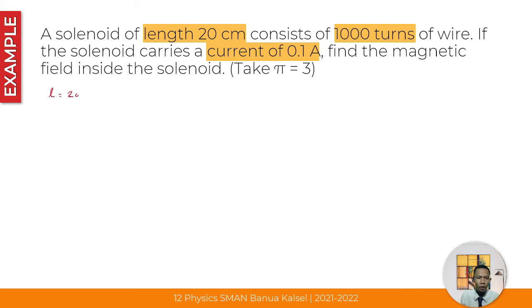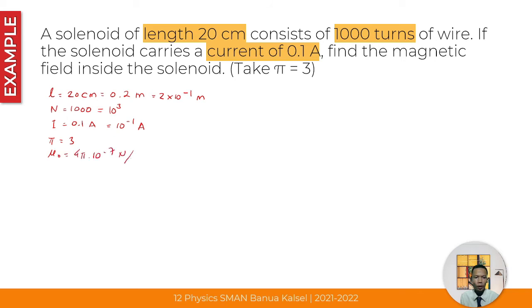The length is 20 cm. Because it is in centimeters, we have to convert it to meters, 0.2 meter. And then the turns N is 1000, or we can write it as 10 to the power of 3, it's up to you. Then the current I is 0.1 ampere. If you want, you can write it as 2 times 10 to the power of minus 1 meter, and 10 to the power of minus 1 ampere. π will be 3, mu 0 is 4π times 10 to the power of minus 7 Newton per ampere squared.